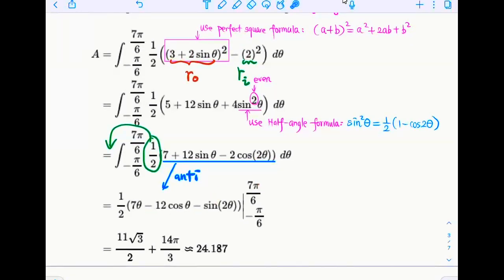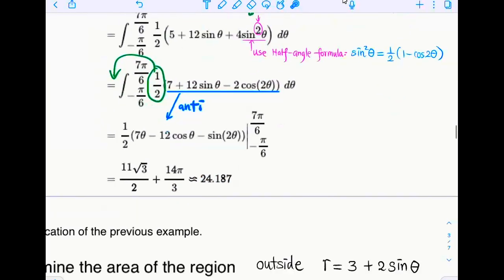And you substitute the upper and lower limits, and you find the result. This is the exact answer here, and this is the decimal approximation. Okay, all right.